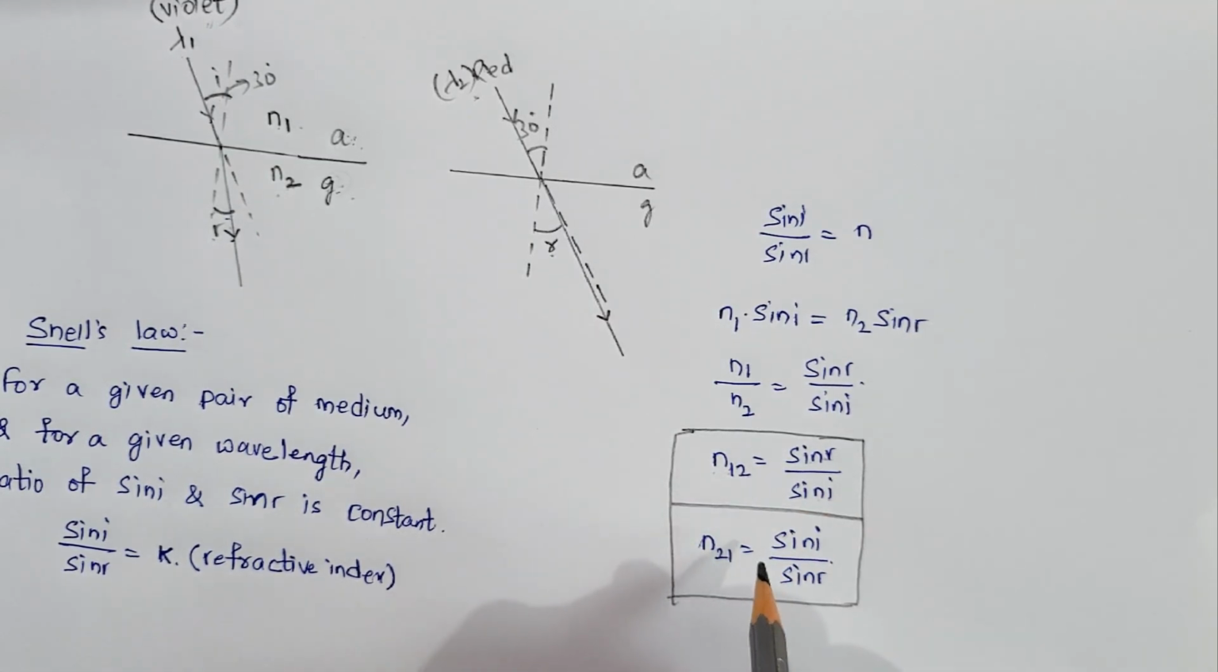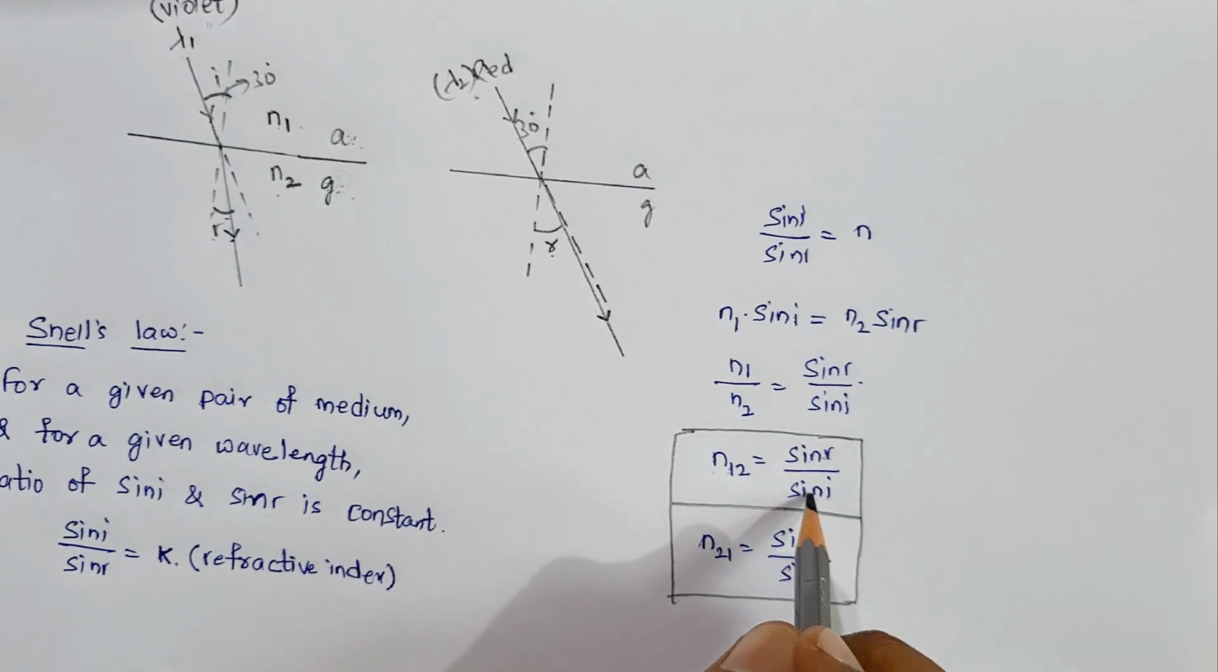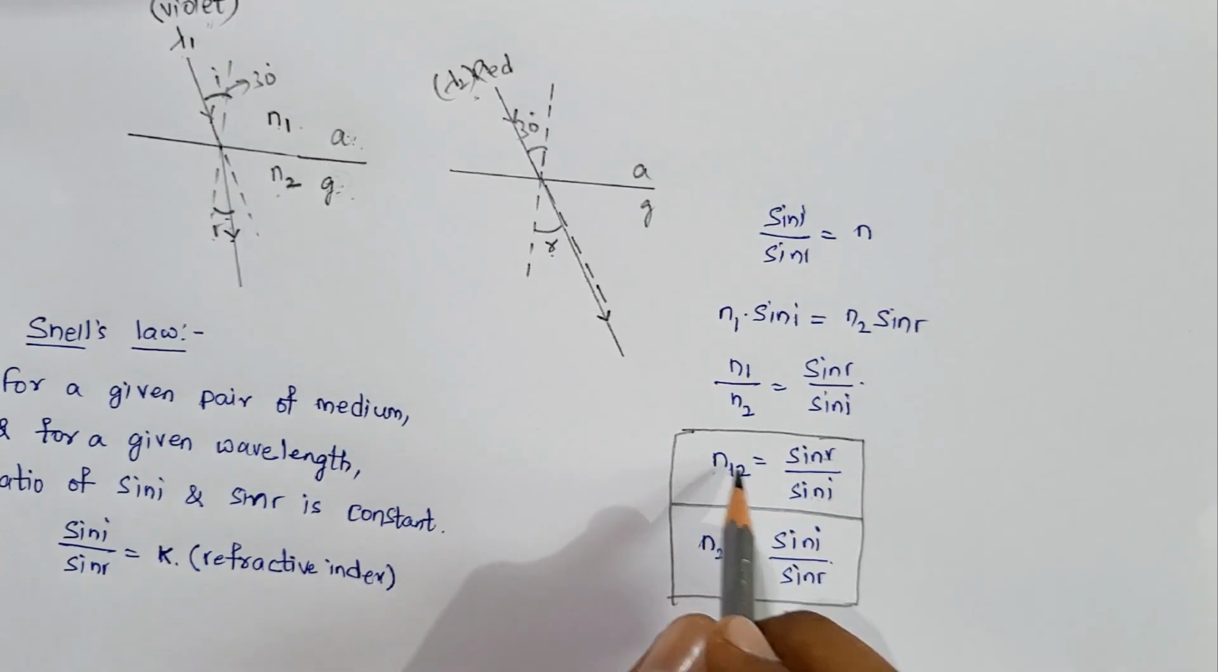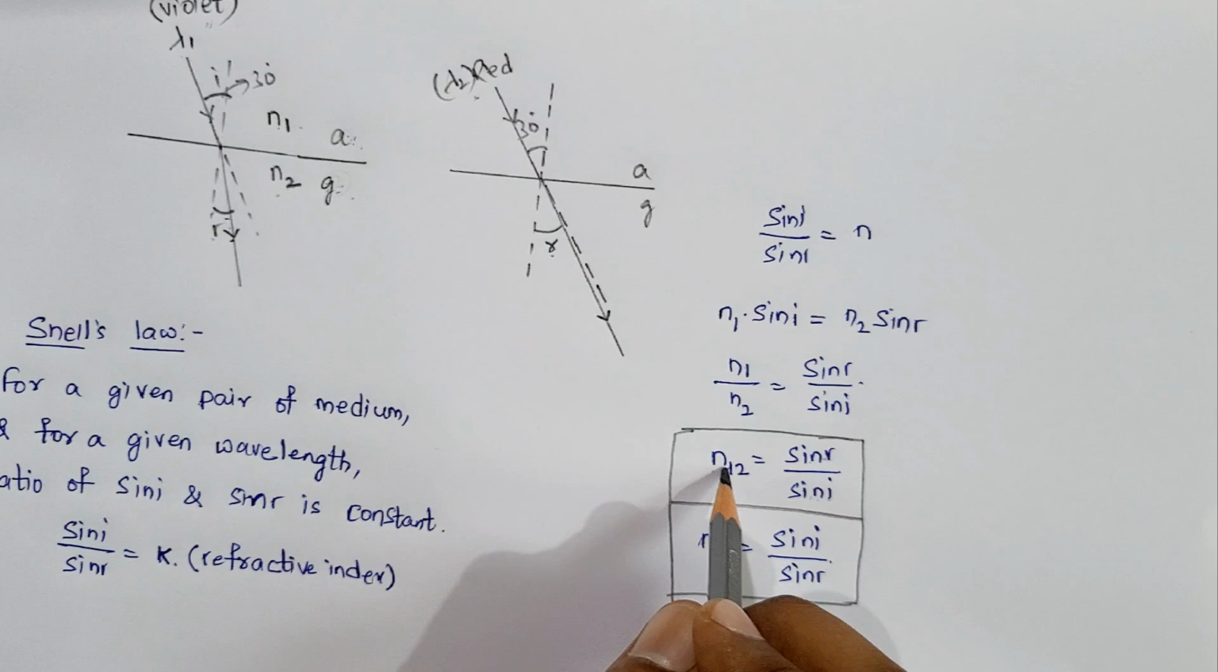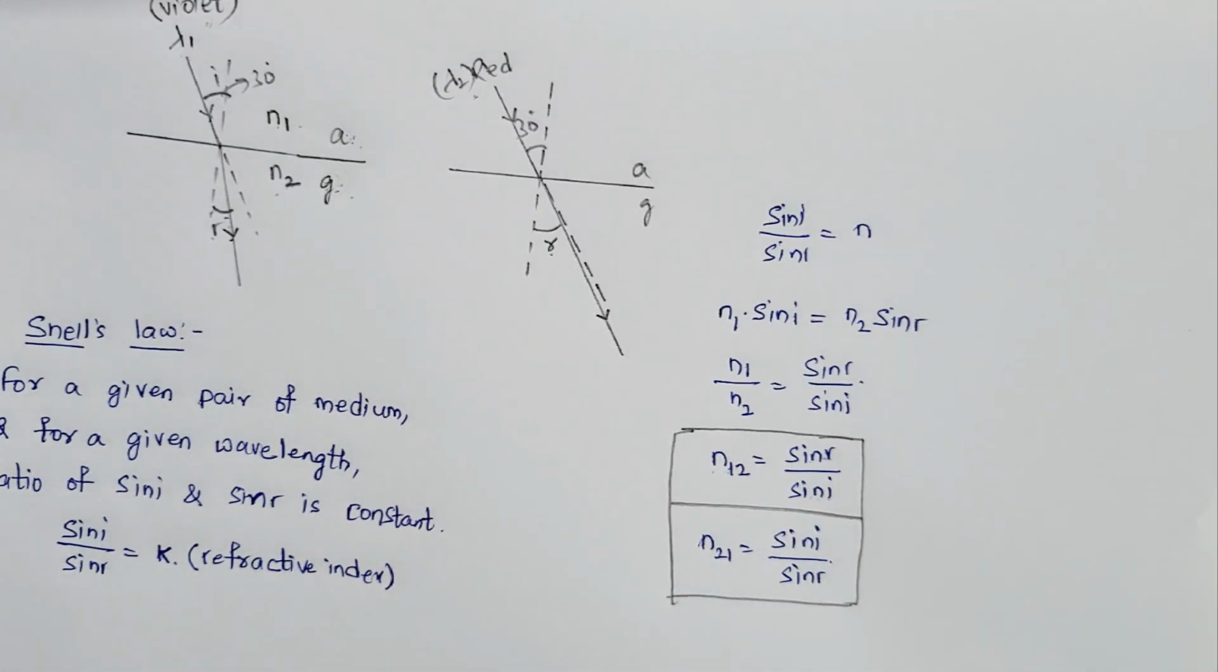The third way is, they'll give the angle of incidence and refractive index, then they'll ask you to find the angle of refraction. Three ways of asking the question.